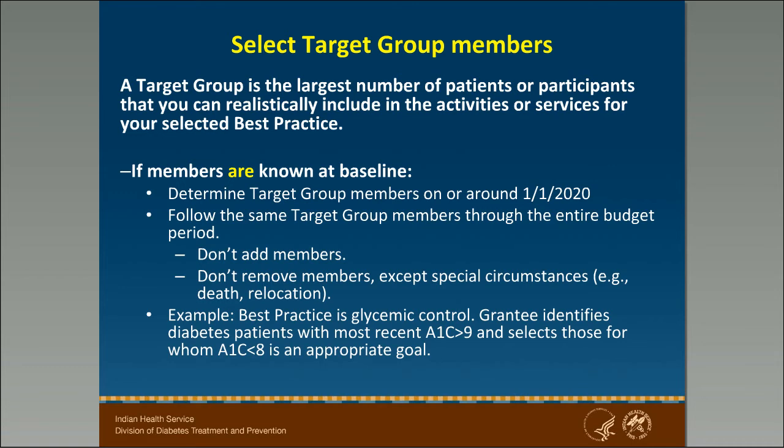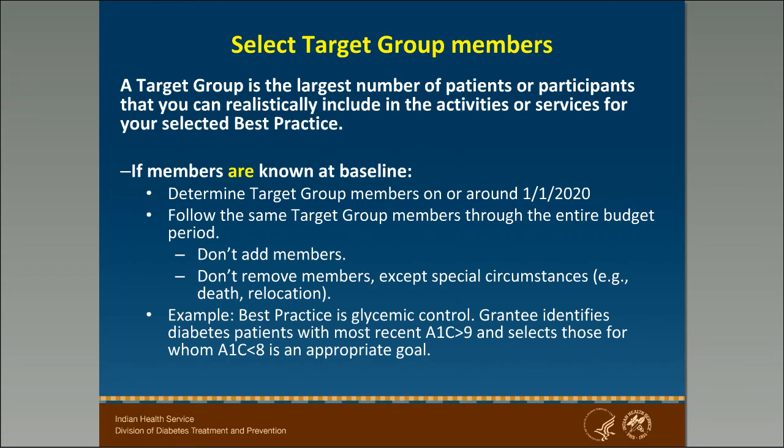So for those of you that know your target group members at baseline, you want to determine your target group members on or around the beginning of the year, so basically this time of the year. Follow the same target group members throughout the entire budget period, and that's basically throughout the entire calendar year. Your goal is to not add any new members. You want to create that group early on and stick with that group throughout the year. You also want to avoid removing members. However, we do understand there may be special circumstances to remove individuals such as death or a relocation.